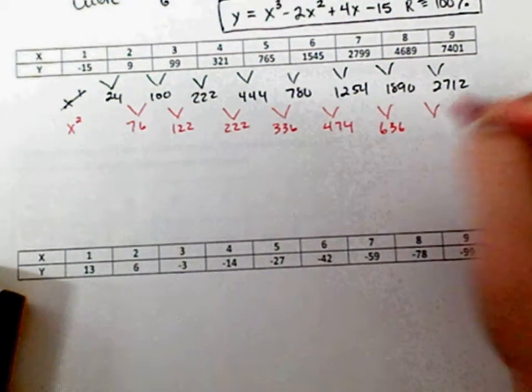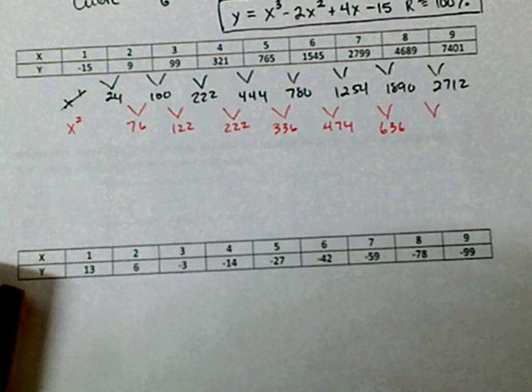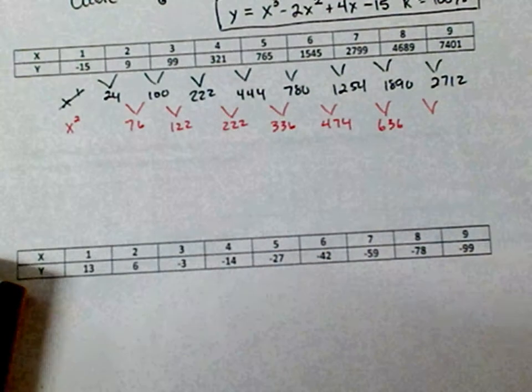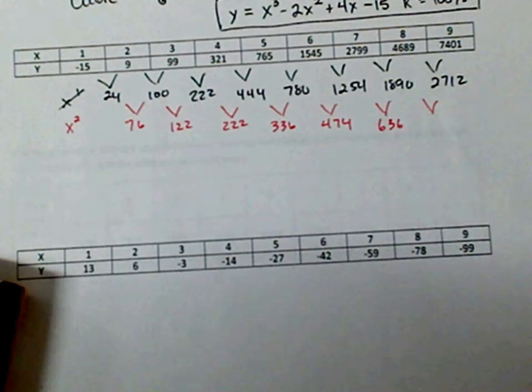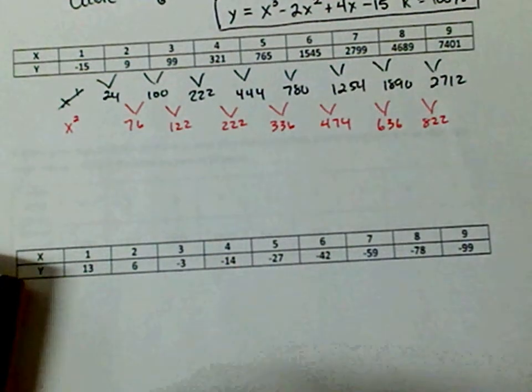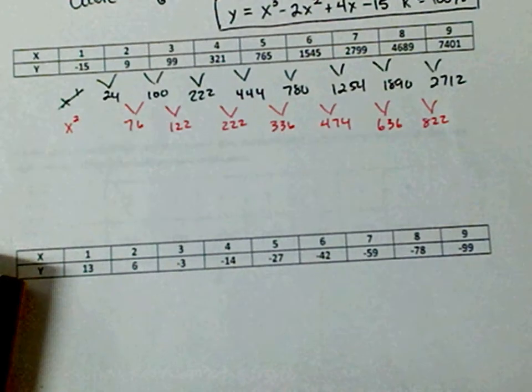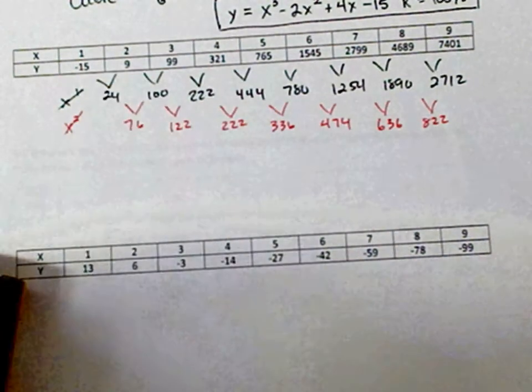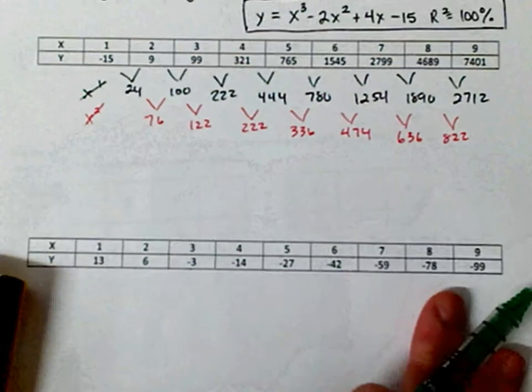And even though I know it is not quadratic, I have to keep using the numbers for later. Okay, let me check this again. 2712 minus 1890, which is 822. So it is not a quadratic. Next, we're going to try a cubic. Let me mark off the quadratic. Okay. Let's try the cubic.